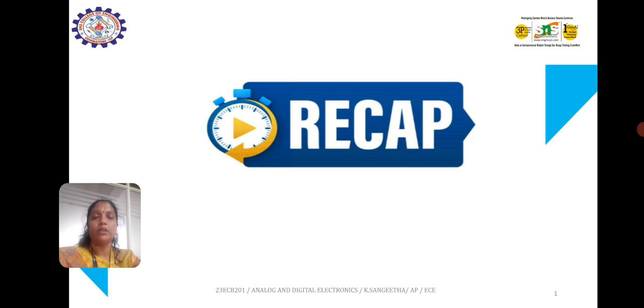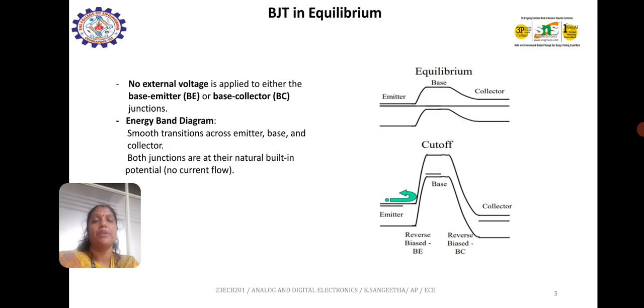Bipolar means the flow of current is due to both charge carriers, minority and majority carriers. So there are three terminals: emitter, base and collector, and there are two junctions, emitter base and emitter collector, and there are three modes of operation: active region, saturation region and cutoff region. So with this we are moving to the topic.